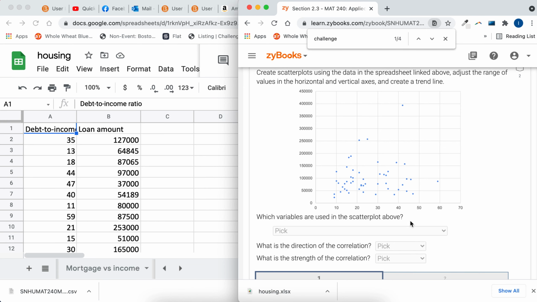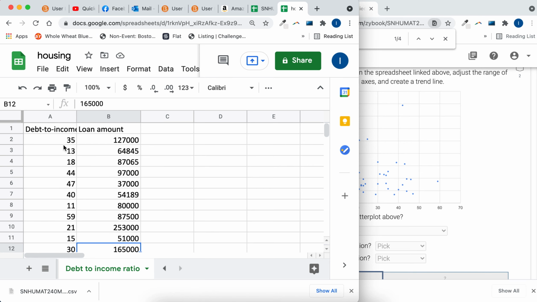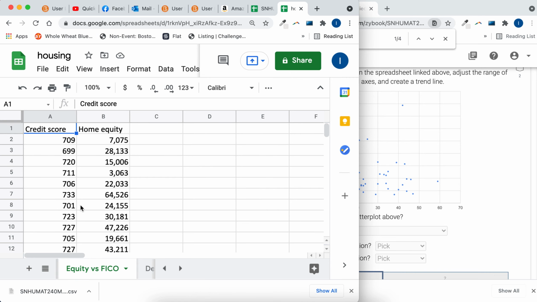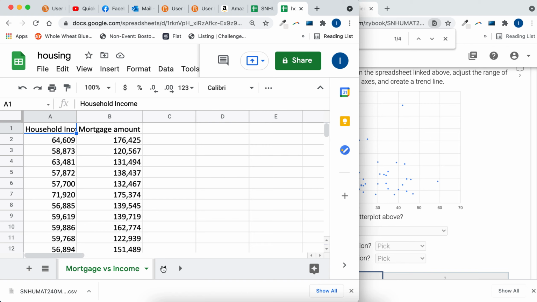So with mine, I'm looking at the x-axis, and I'm thinking that my data is somewhere between 9 being the lowest on the x-axis and 60 being the highest. That could be debt to income ratio, because these numbers look like they're between 9 and 60. Let's see if that rules out some other ones. This is definitely not between 9 and 60. This is not between 9 and 60. So equity versus FICO is definitely ruled out. These are ruled out. Those are way too big.